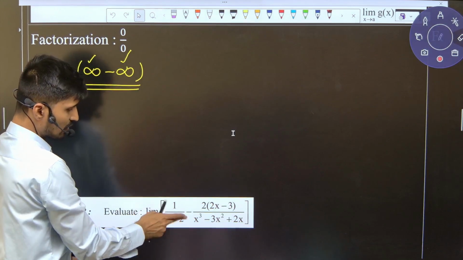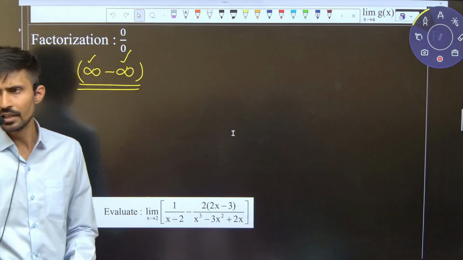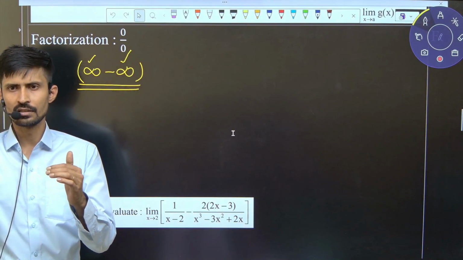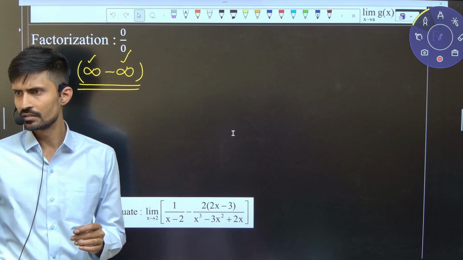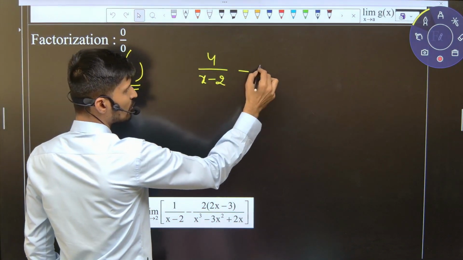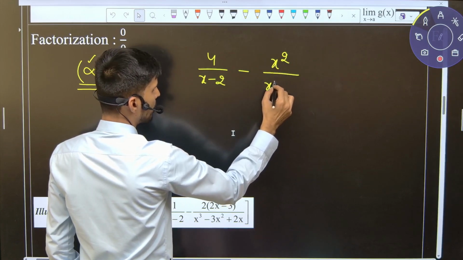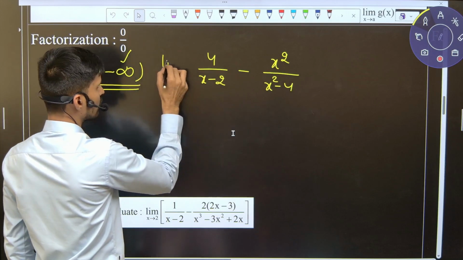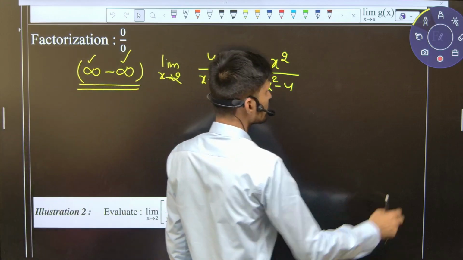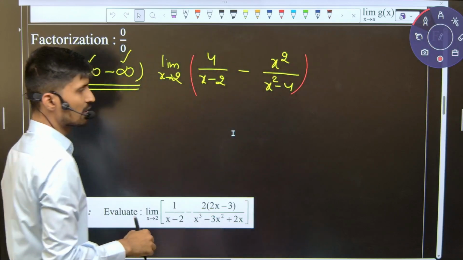Because this is very big. But understanding is there. Everywhere in mathematics, understanding is there. You will remember, infinity minus infinity, this is how I will proceed. Rest all is calculation work. Okay. So I will write 4 upon x minus 2 minus x square upon x square minus 4. This is the question.